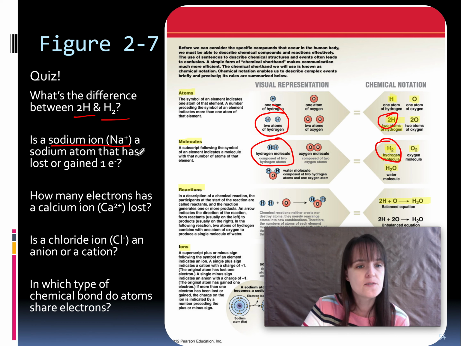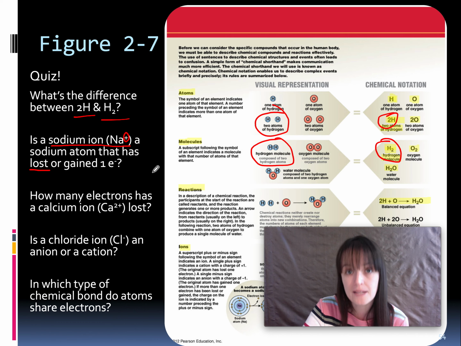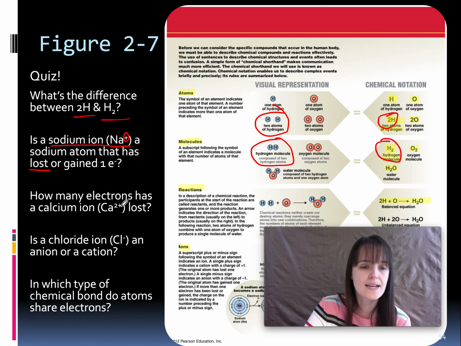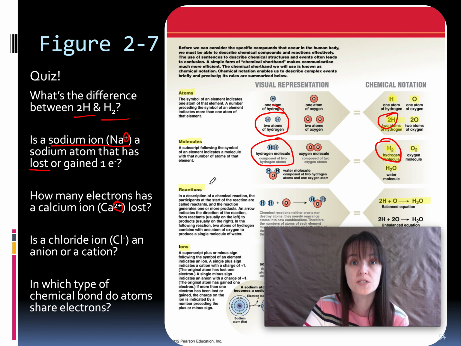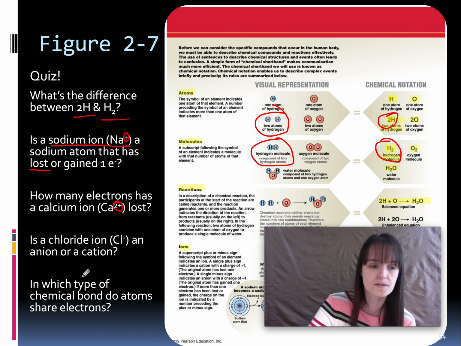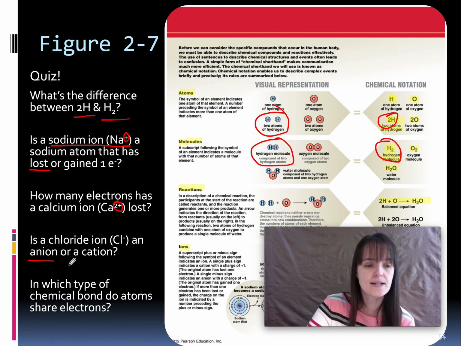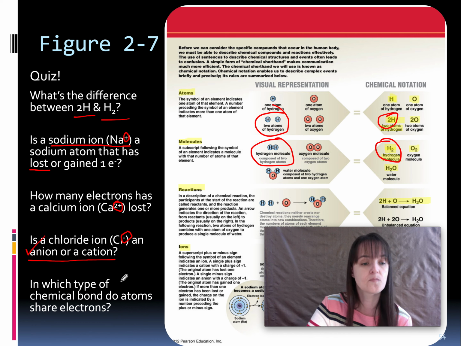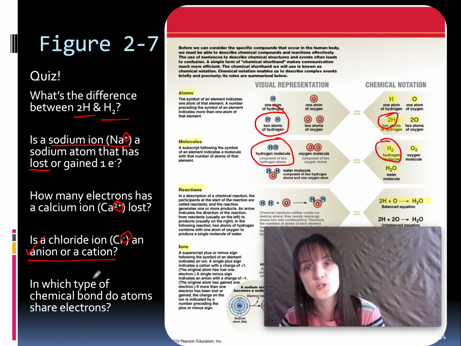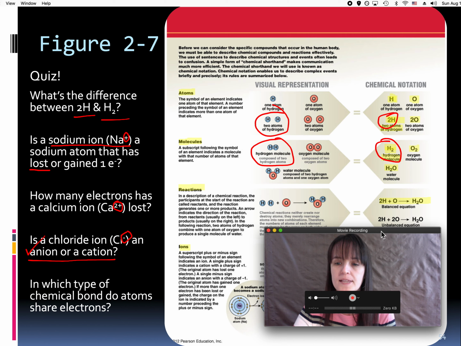Is a sodium ion a sodium atom that has lost or gained 1 electron? Well, it is positive, so it has less negative, so it has lost an electron. How many electrons has a calcium ion lost? And there's your answer right there, 2, because it's a +2 charge, so it has lost 2 electrons. Is a chloride ion an anion or a cation? Negative is anion. In which type of chemical bonds do the atoms share electrons? Covalent.